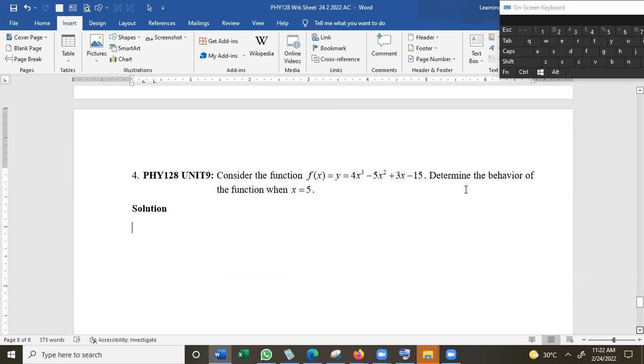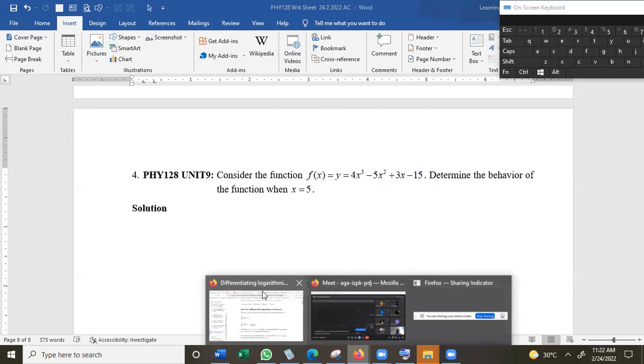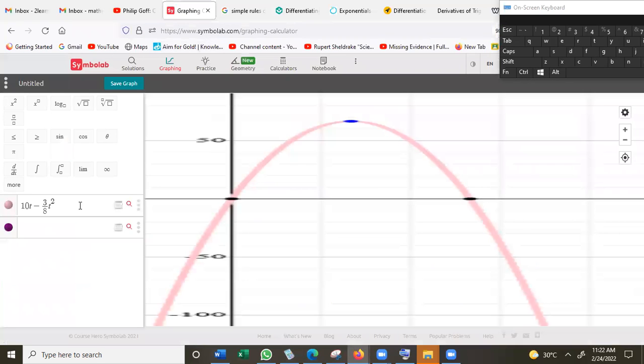You say, determine the behavior of the function when x is equal to 5. Now, when we're talking about the behavior of the function, meaning in terms of how the function is, is it increasing? Is it decreasing? Does it have a positive gradient? Does it have a negative gradient? That's what is actually meant by the behavior. Let's just do a little quick visual.